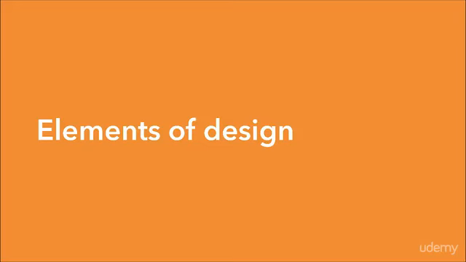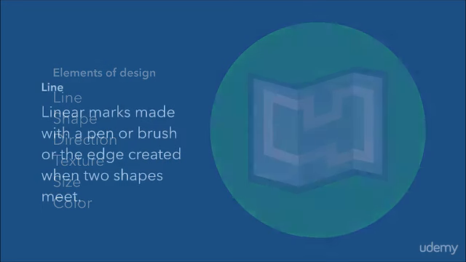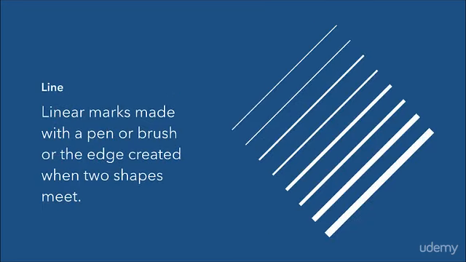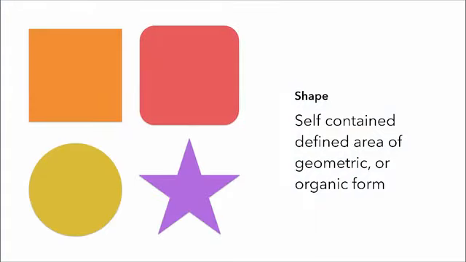Okay, real quick, let's go over the elements of design. The elements of design are line, shape, direction, size, texture, and color. Line refers to the linear marks made with a pen or brush, or the edge created when two shapes meet. Shape is a self-contained defined area of geometric, like squares and circles, or organic, like free-form shapes or natural shapes. A positive shape automatically creates a negative shape, so be mindful of that.